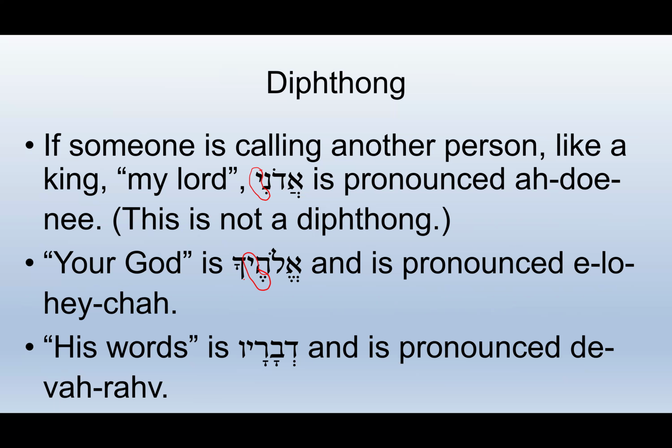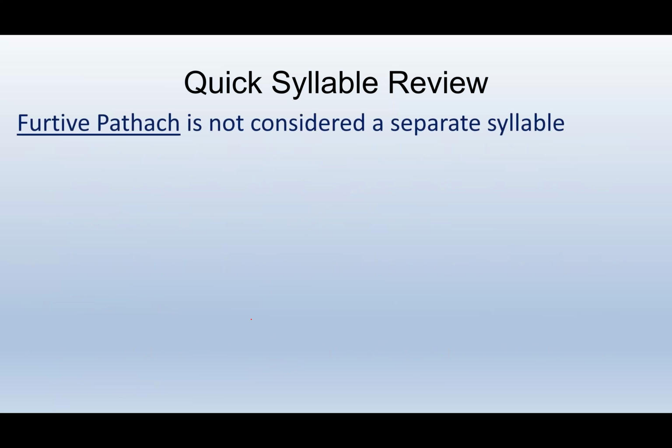If you say your God, Elohim is God, Elohecha, that's your God. And then his words, Devarav, his word, Devar, but Devarav, you have this kamets, yod, vav, it's just pronounced Devarav. So those are called diphthongs. That's just different sounds that you get by letter combinations, and we do it in English.